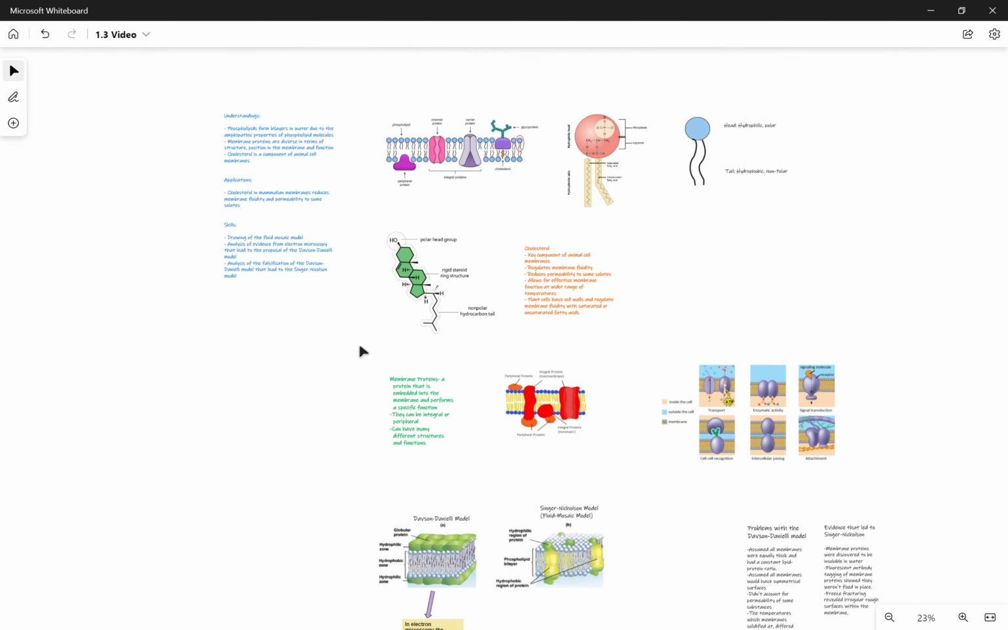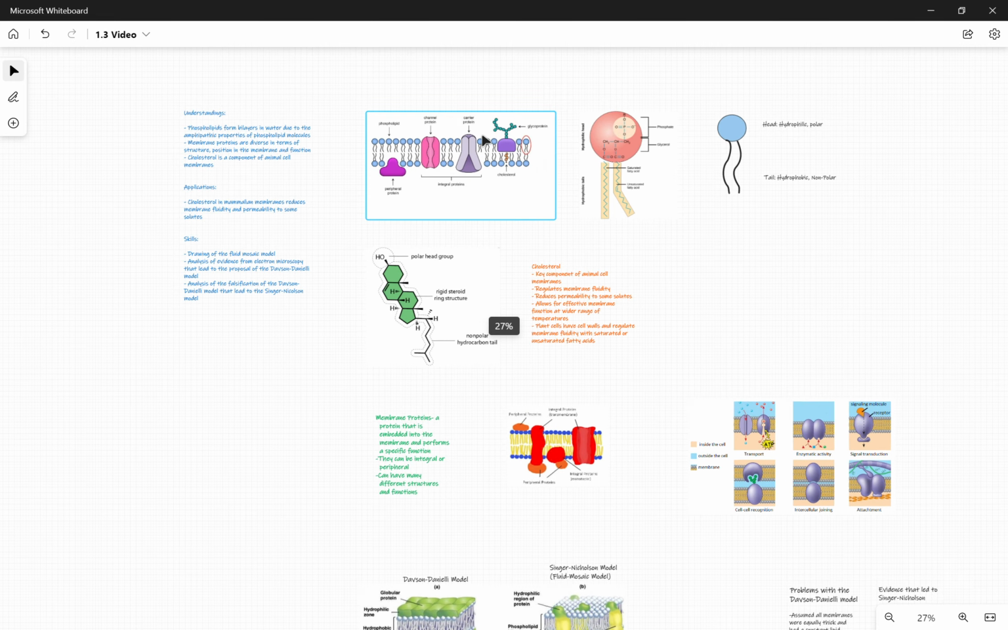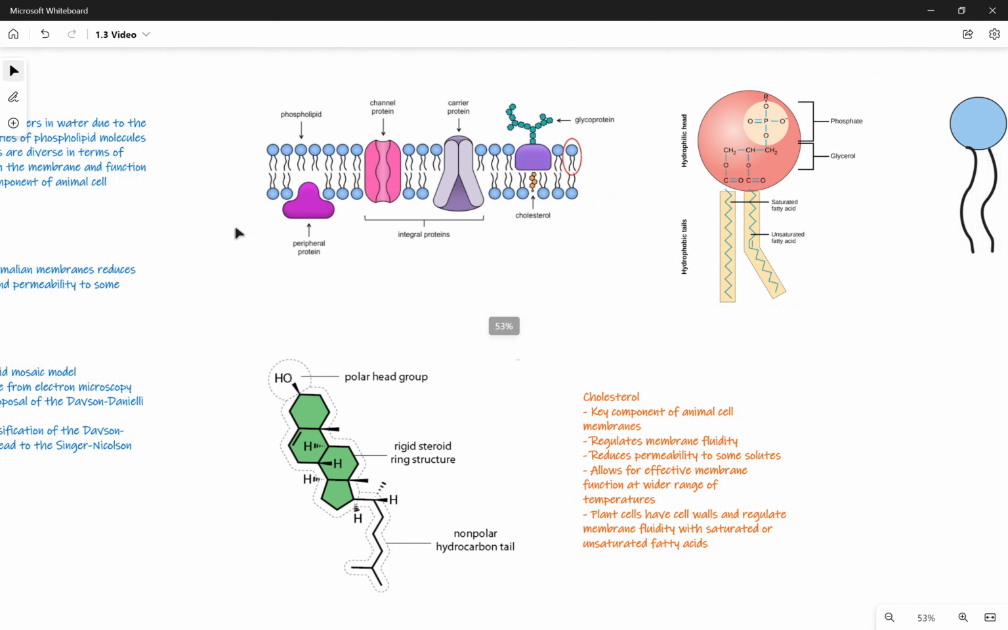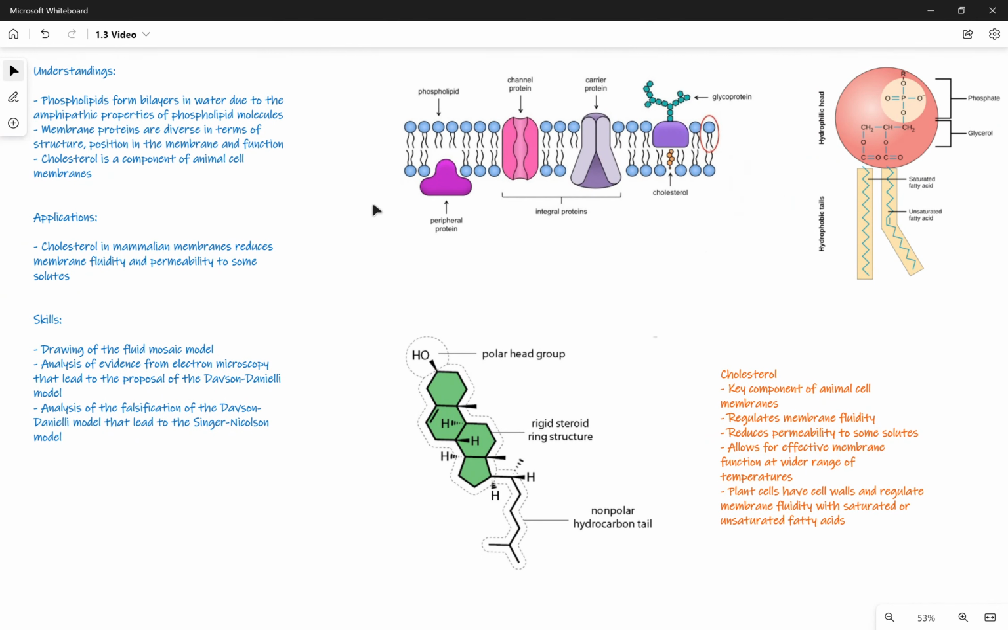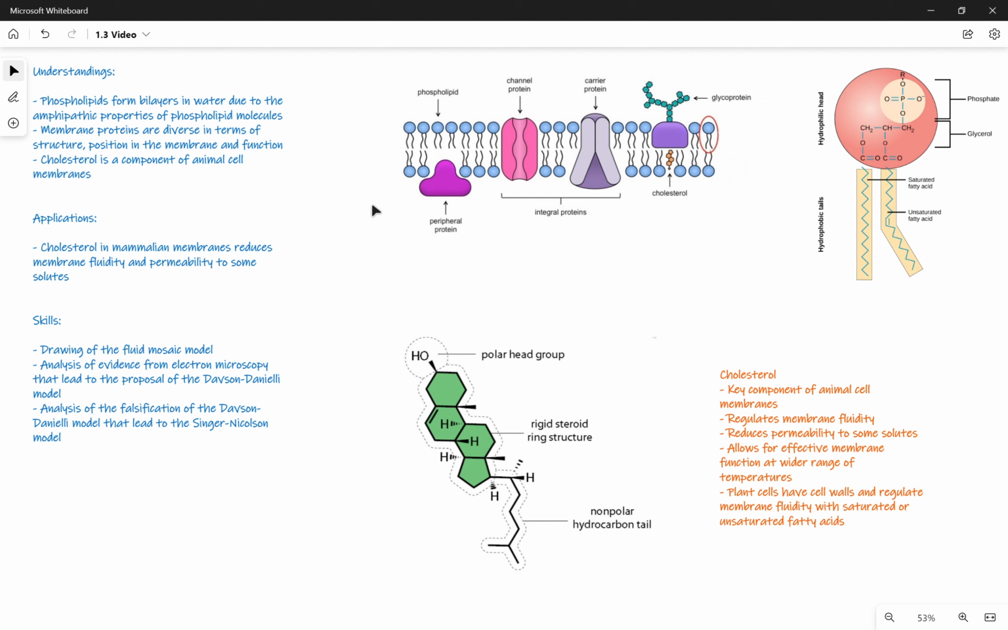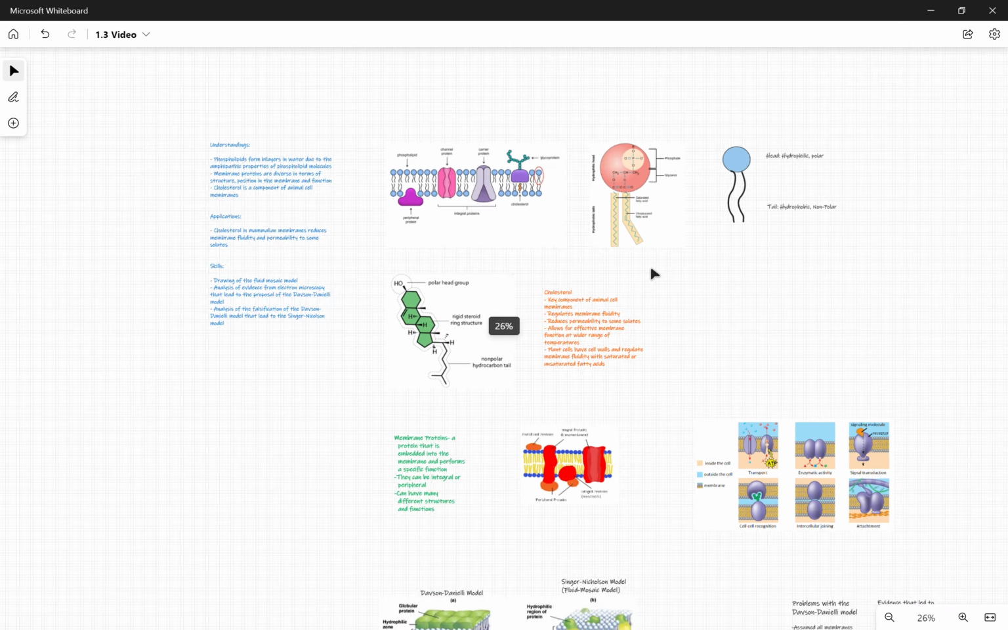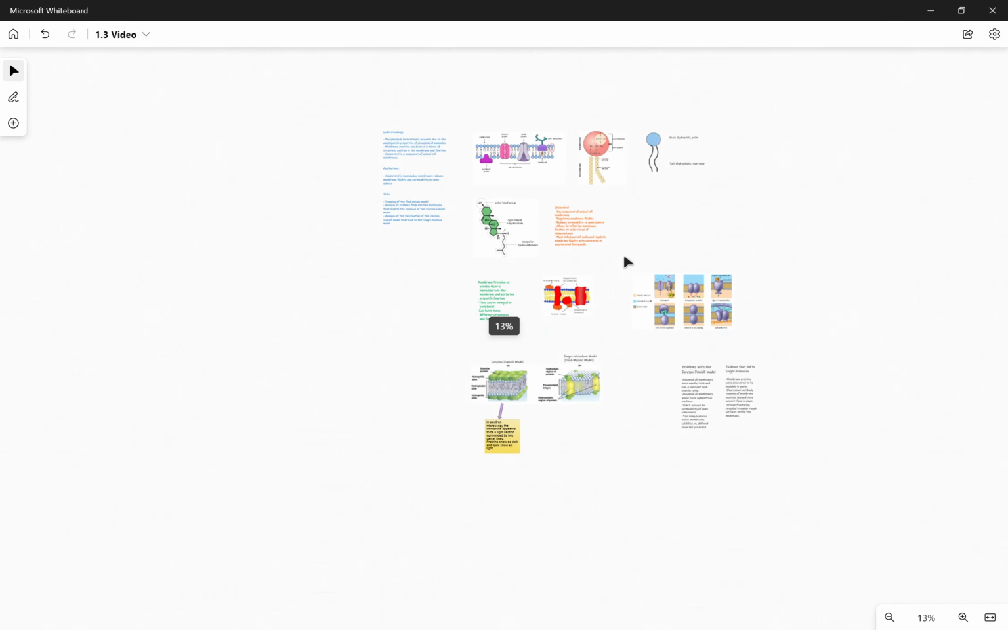The final thing is just to remember this drawing. If you're asked to draw a fluid mosaic model in an exam, it doesn't need to be too complicated. Just 2 rows of phospholipids, so the bilayer, and then a couple of proteins, and it shows some cholesterol as well. But yeah, that is everything for topic 1.3.